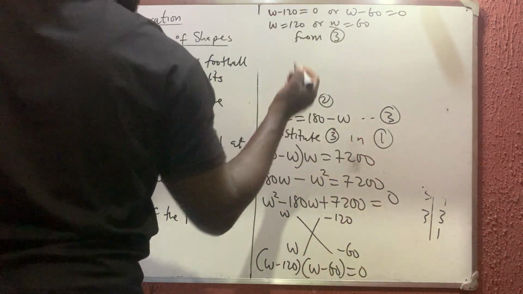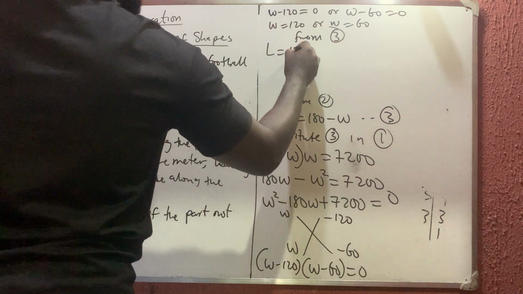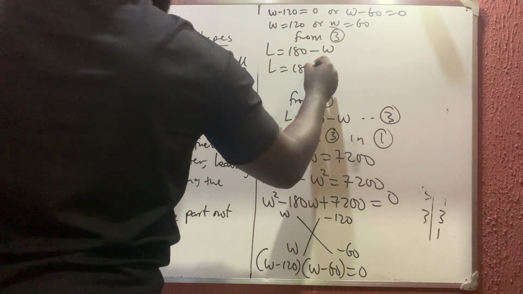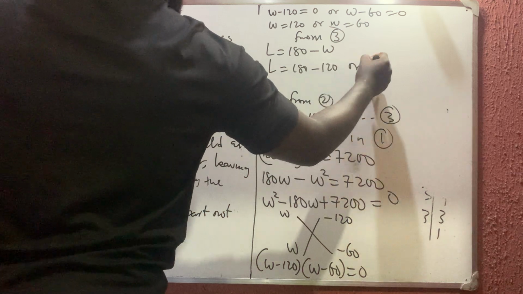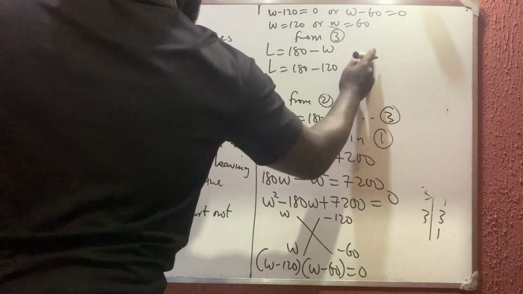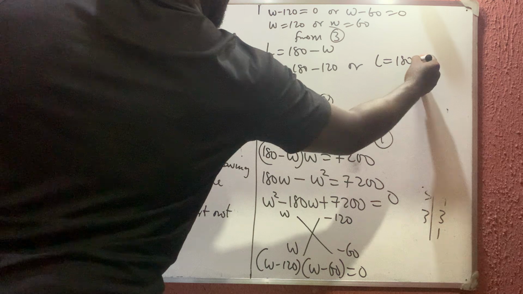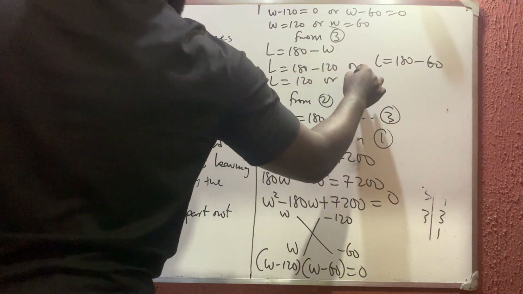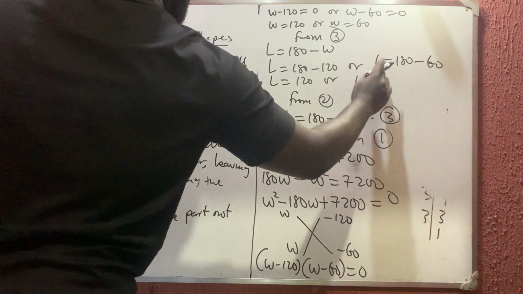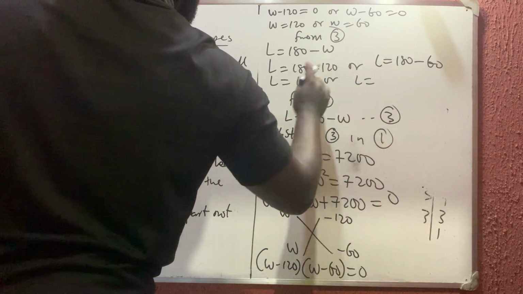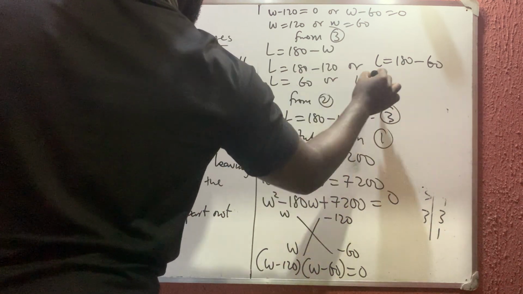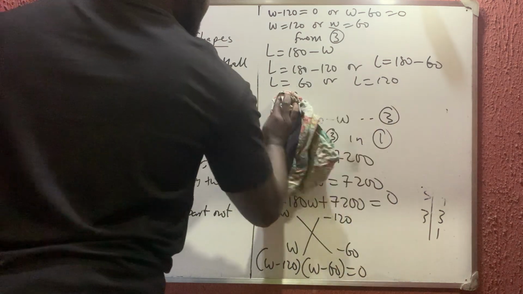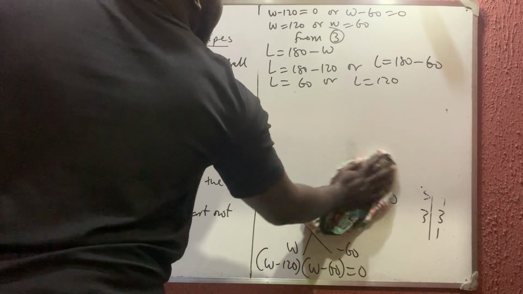From equation 3, we have that our L is equal to 180 minus W. So our L will now be 180 minus 120, or our L will be 180 minus 60. So obviously our L is 60, or our L is equal to 120. So 60 here, then here 120. Okay. So obviously it's now left for you to choose the one you want.